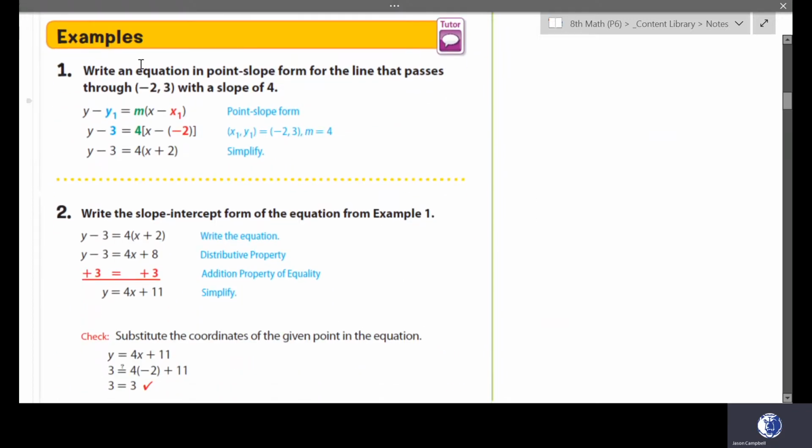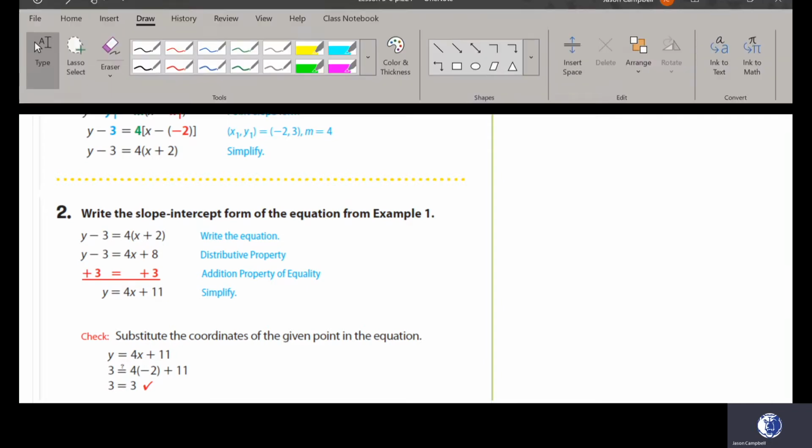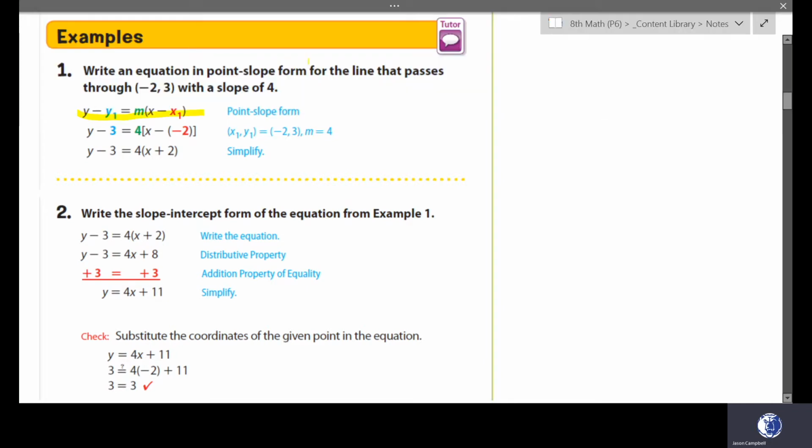In example 1, it says write an equation in point-slope form for the line that passes through -2, 3 with a slope of 4. So all they did was they wrote point-slope form out. Y minus y1 is equal to m multiplied by x minus x1. And then they inserted the x and y for x1 and y1 and the slope for m. Then they simplified it. Subtracting a negative is the same as adding. They got y subtract 3 is equal to 4 multiplied by x add 2.